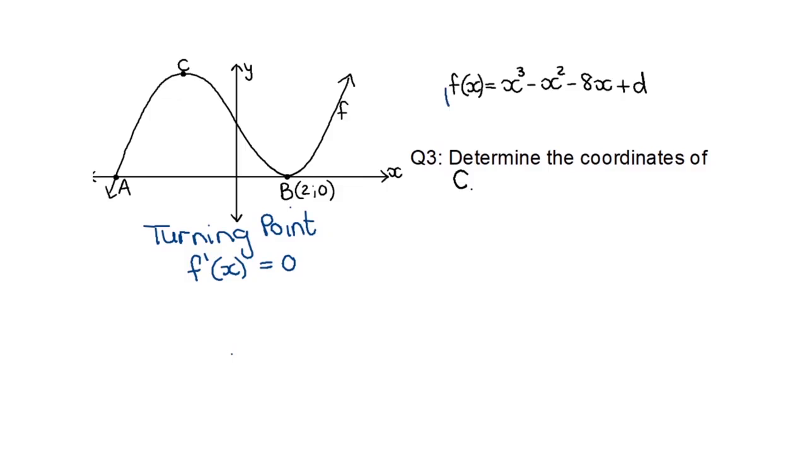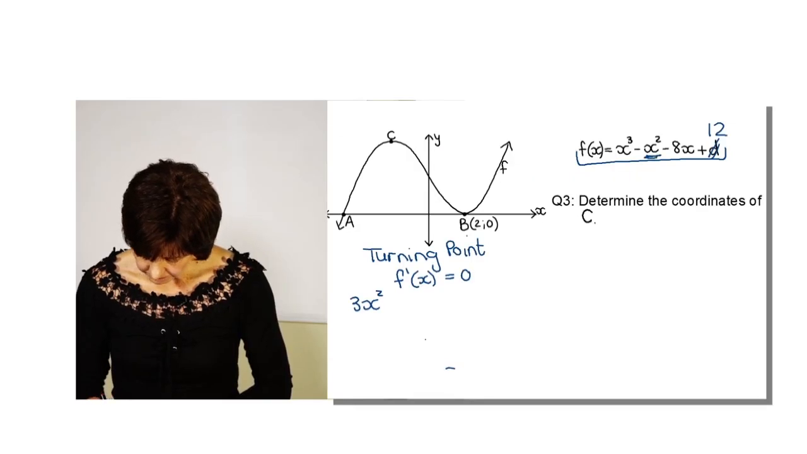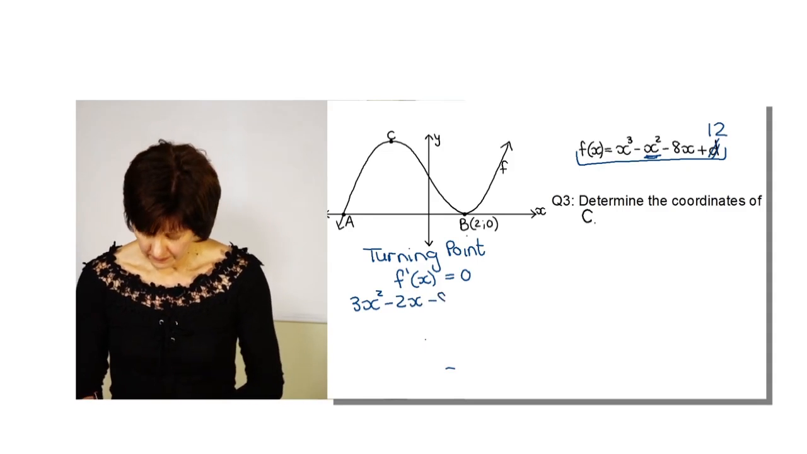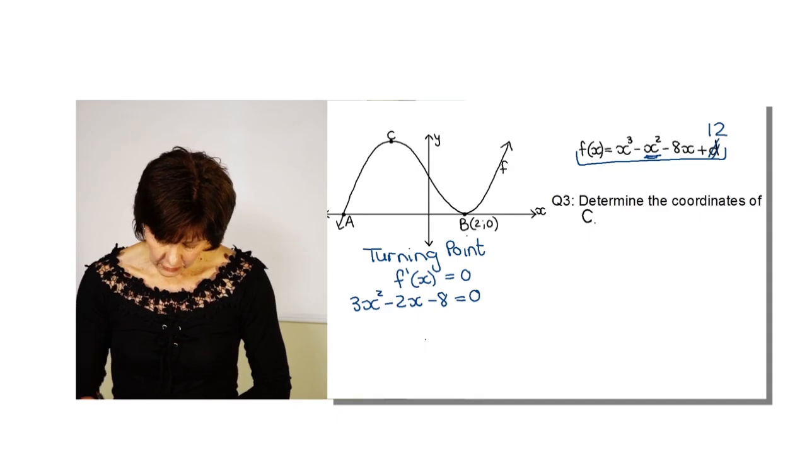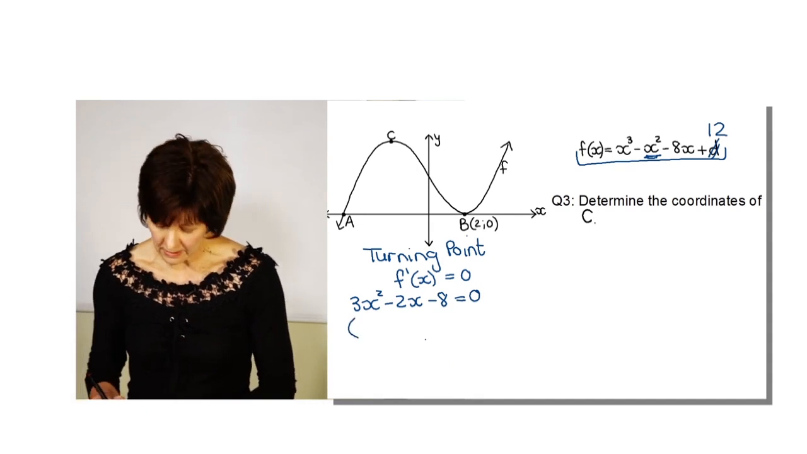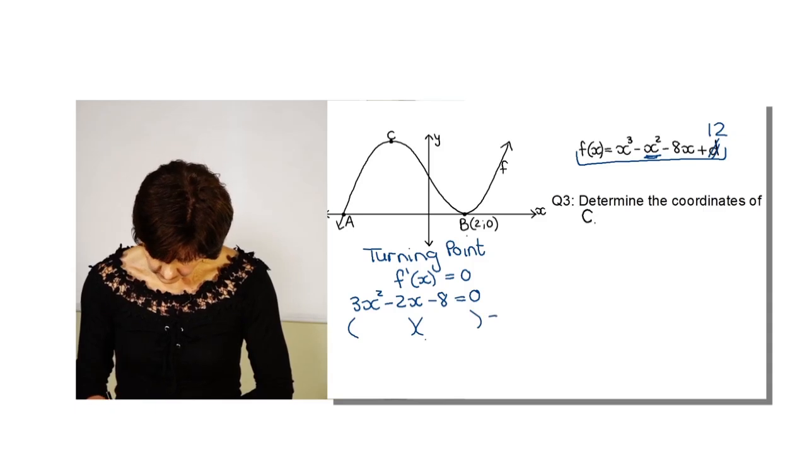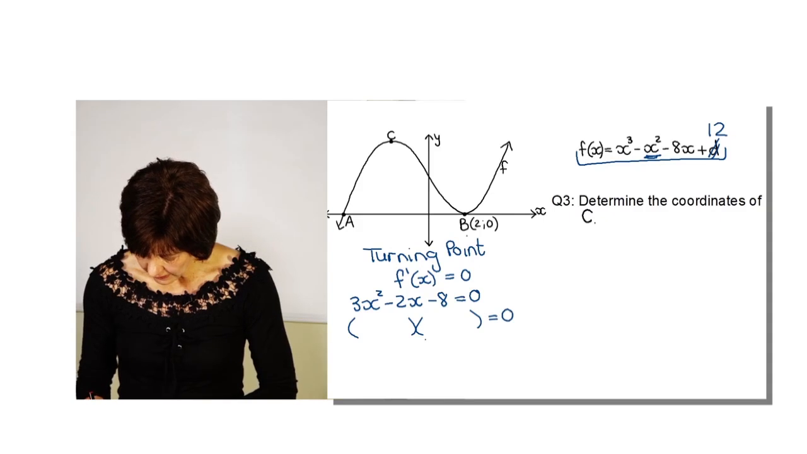What is the derivative of this graph? Remember, d, we know at this stage, is 12. So the derivative will be 3x squared if I differentiate the first term. If I differentiate the next term, it will be minus 2x minus 8 plus 0 is equal to 0. So again, because it's a quadratic equation, I have to factorize it. And I'll try and factorize it.